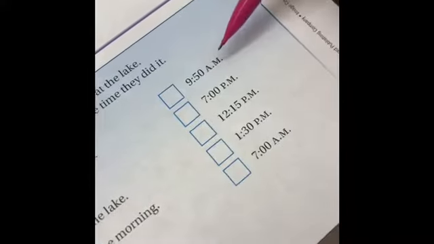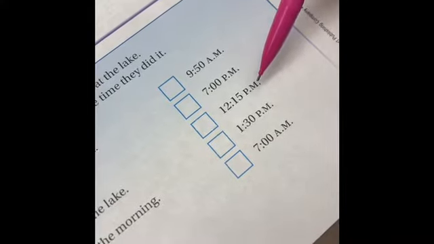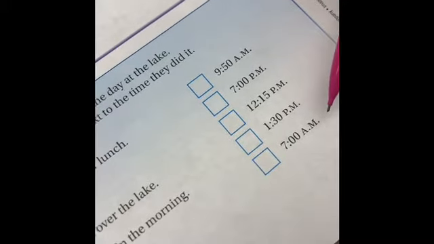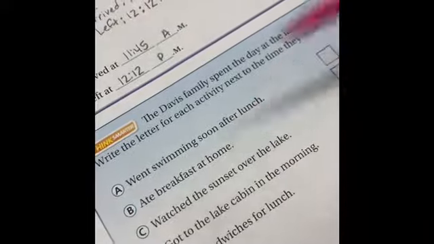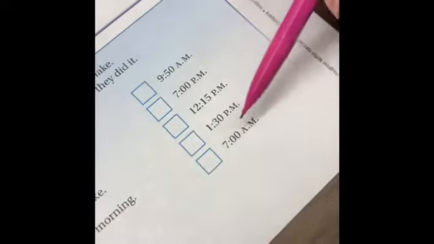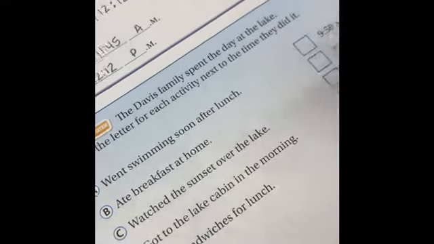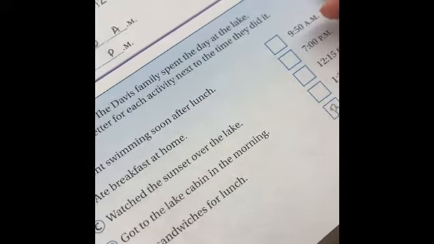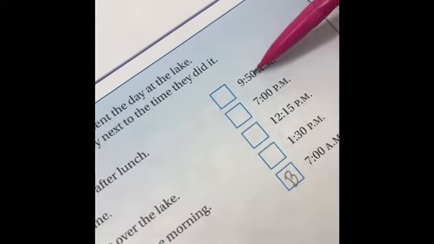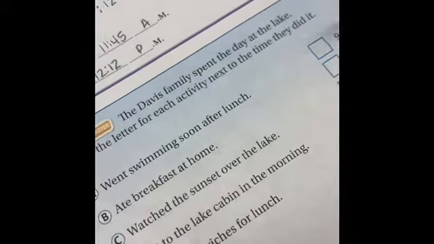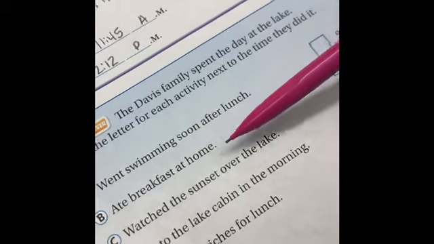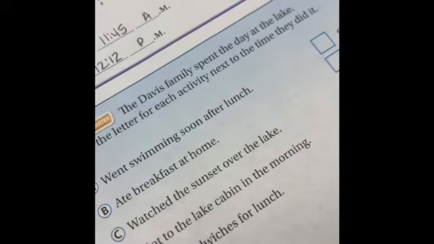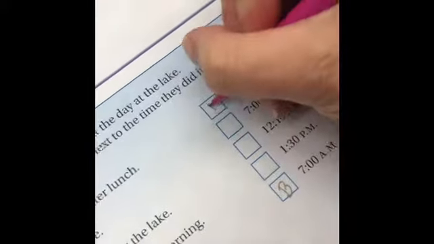So if we come over here to our times, we're at 9:50 a.m., 7 p.m., 12:15 p.m., 1:30 p.m., and 7 a.m. So when you look at all of these, I just want to start with the beginning of our day. So the earliest time over here is 7 a.m. So what do we do first? We ate breakfast at home. Ate breakfast at home is a B. So we're just going to put B next to 7 a.m. Then our next time on the line is 9:50 a.m. If you look through all of these things, the next thing that would make sense also happens in the morning. I see the word morning, got to the lake cabin in the morning, and that's letter D. So we need to put letter D here.